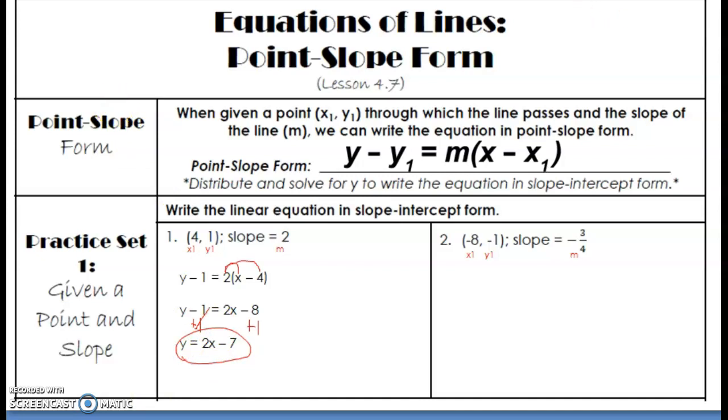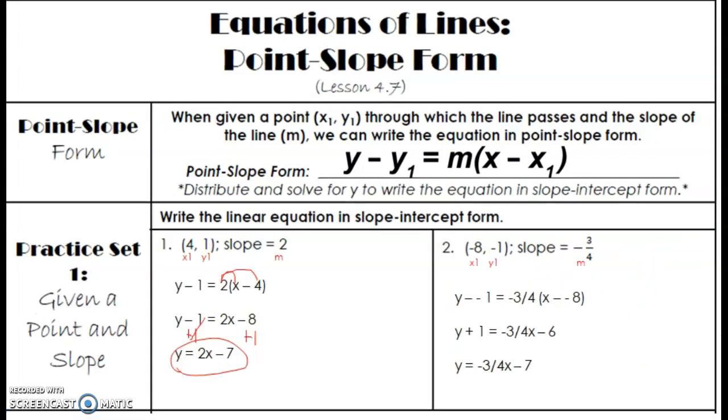Okay, for number 2, again, our point this time is negative 8, negative 1. So that's our x1, y1. Our slope is negative 3/4. So when we plug it in, we're going to get y minus a negative 1. Well, minus a negative really means we're adding. So it's going to simplify to y plus 1 equals negative 3/4 times x minus, again, minus a negative means we're going to be adding.